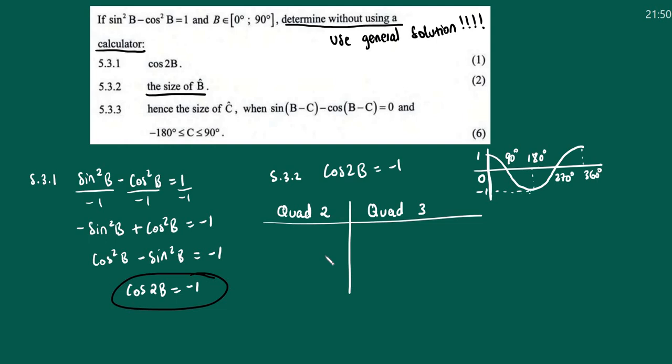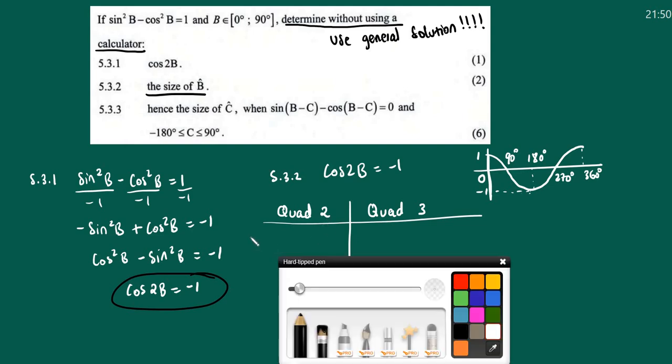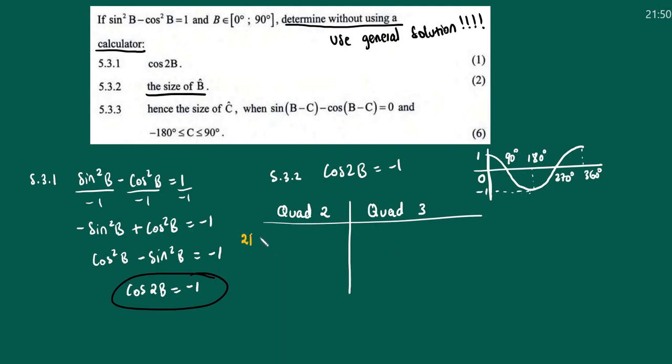But then now, in the second quadrant, I'll write 2 beta. Let me write it with yellow. 2 beta is equal to, remember the formula for this quadrant says 180 minus the reference angle plus 360 degrees times k. And then quadrant 3 says 2 beta is equal to 180 degrees plus the reference angle, and then plus 360 degrees times k.